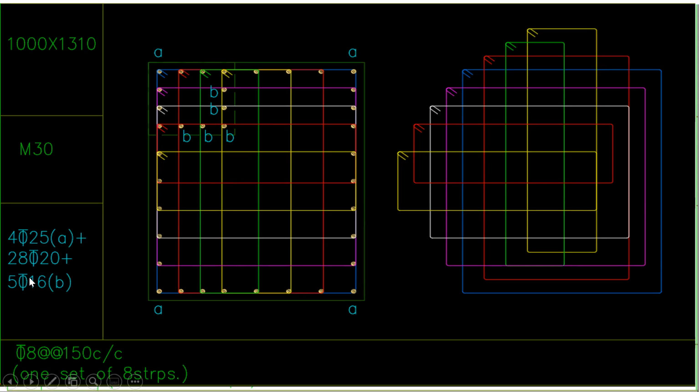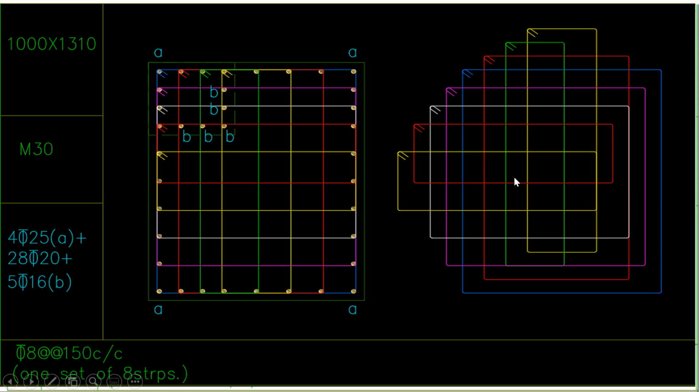So you need to provide 5 bars. That is why 1, 2, 3, 4 and 5 bars are shown here. And the remaining portion, wherever you are going to provide the bar, those will be 20 diameter bars. All those will be 20 diameter bars. So this is how we are going to provide.